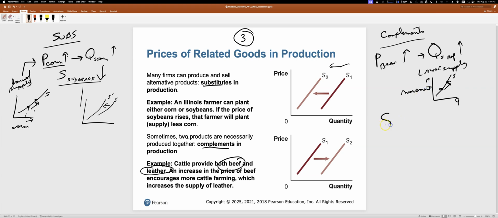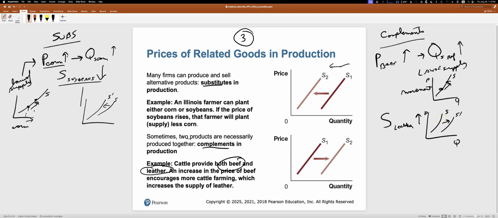It would also mean that my supply of leather is also going to go up because I'm just going to have more beef, so I'm going to have more cow skin to sell. And so my supply curve is going to increase.